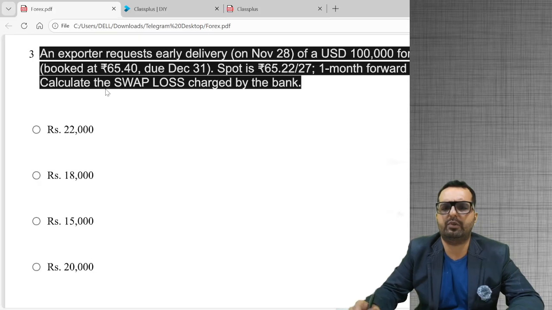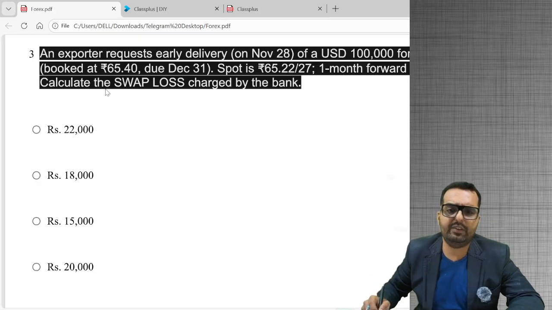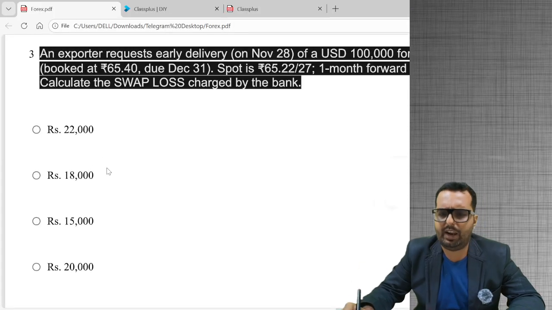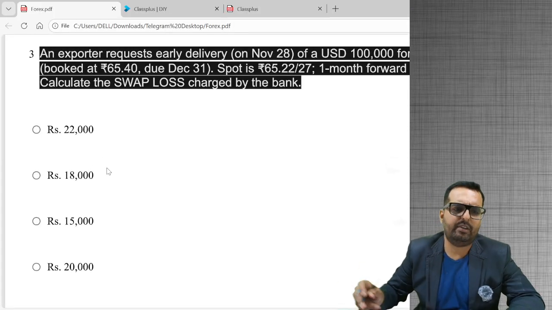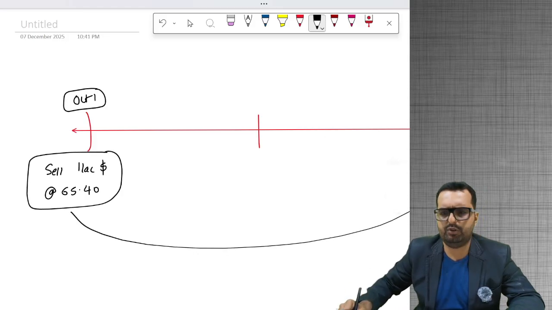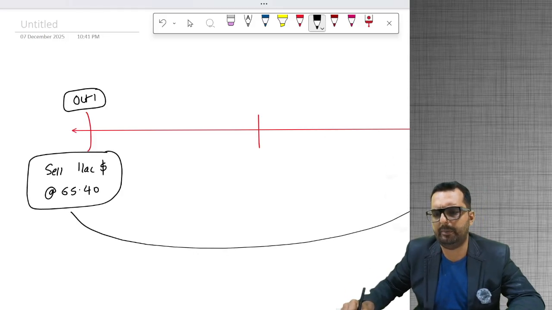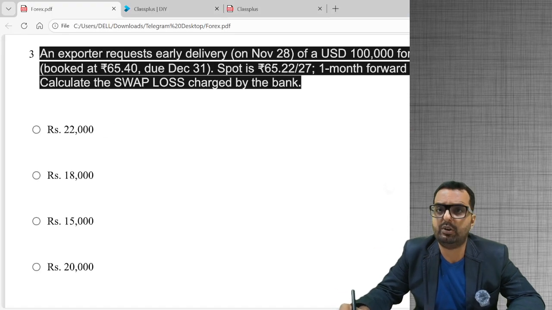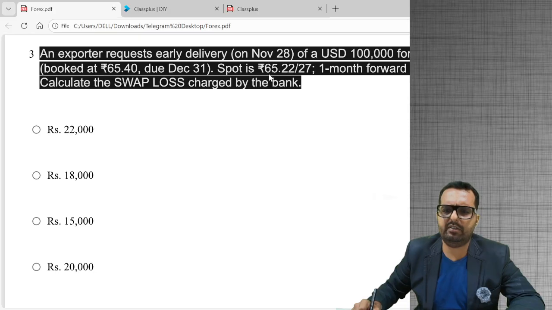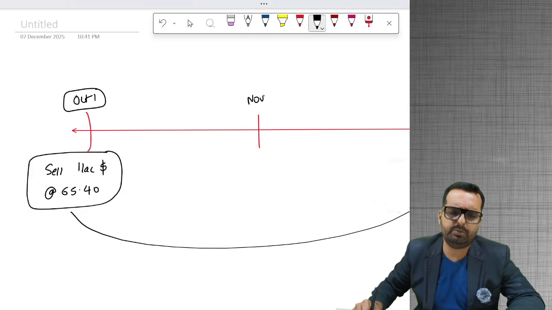So as an exporter, what will he do? Ideally, when he receives dollar, he will sell dollar, correct? So his action would be sell $1 lakh forward sale contract at 65.4. This was supposed to be executed on December 31st. The spot rate is 65.22, 65.27. All right. Now what is happening is he wants this to be closed on November 28th.